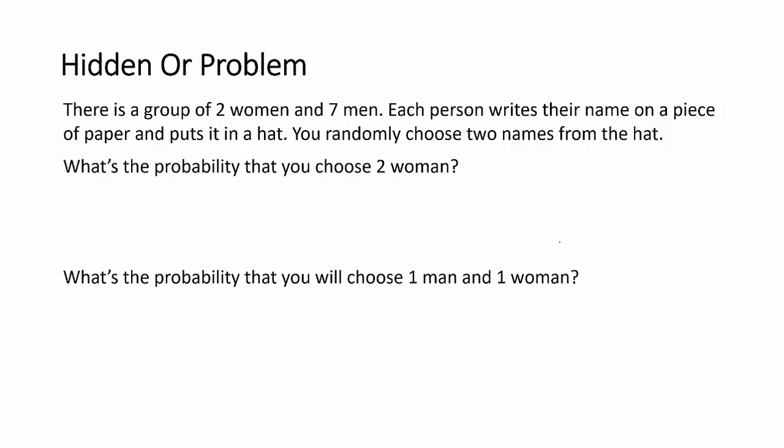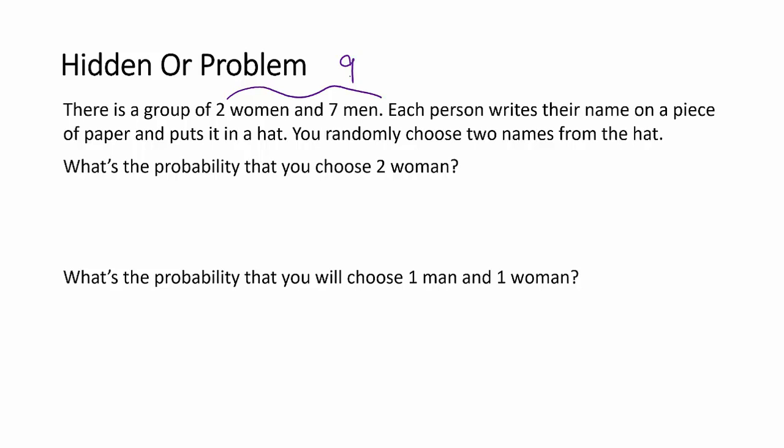There's a group of 2 women and 7 men. Each person writes their name on a piece of paper, they put it in a hat, and then you randomly choose 2 names from the hat. Okay, the question is, what's the probability that you choose 2 women? All right, so let's think about what we need to know about this. First, we need the total sample set, which would be 9, right? There are 9 names in that hat.